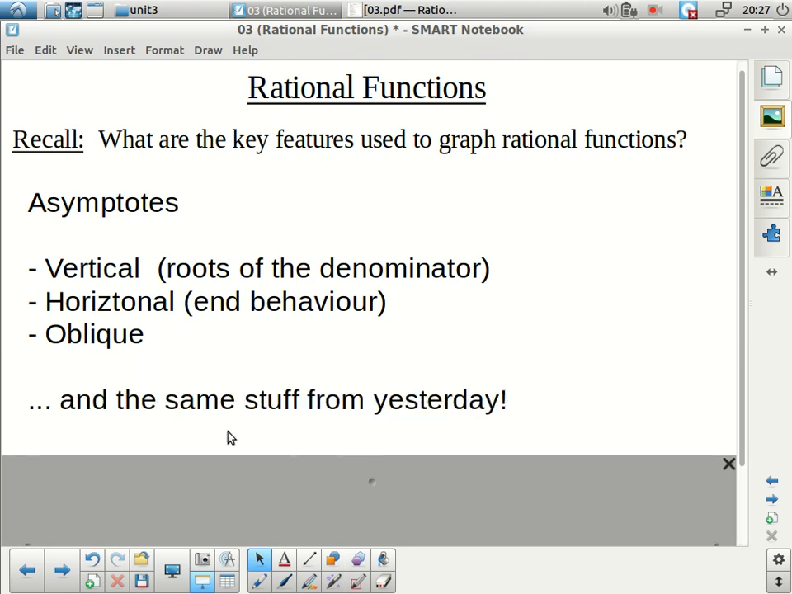In terms of key features, basically everything we did yesterday. Knowing where your roots are, knowing where your y-intercept is, finding intervals of increase and decrease. All that stuff is still the same here. So again, there's just one example. We're going to go through the process with a rational function. You have it in front of you, and we'll hit some of the key things here.